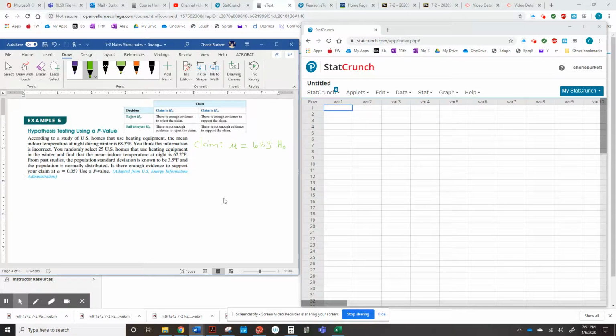Okay, the opposite of the mean being 68.3 is that it's not 68.3. And since this is the one that does not contain equality, it is the alternative hypothesis. Since the alternative is not equal, this is going to be a two-tail test. So that means that our alpha is going to be divided into two sections.